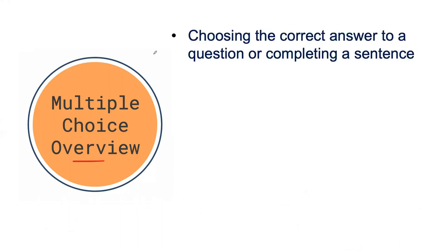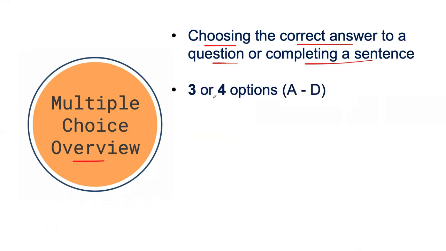So that we are prepared for our example. First off, you are going to have to choose between the correct answer to a question or complete a sentence. Now, you're probably familiar with the multiple choice question type in that you are given around 3 to 4 options as a response to a question. Usually these options are in the numbered format, so you may see letters A through D.